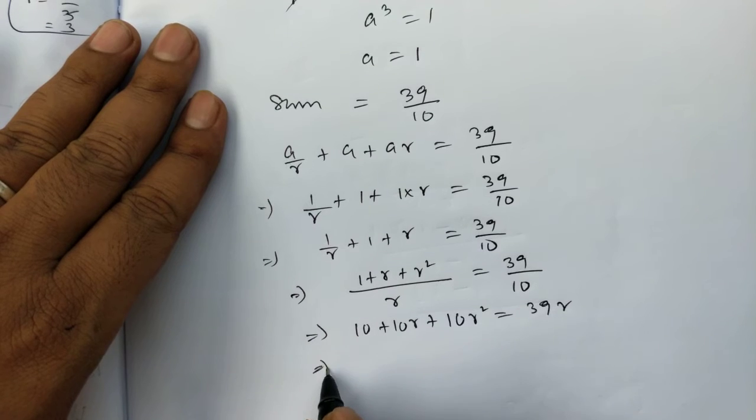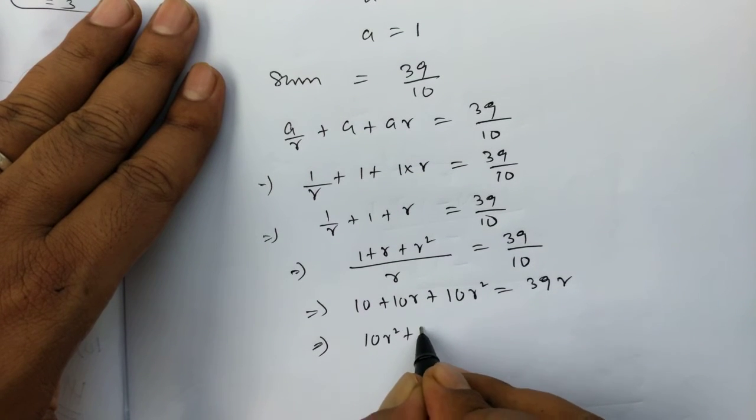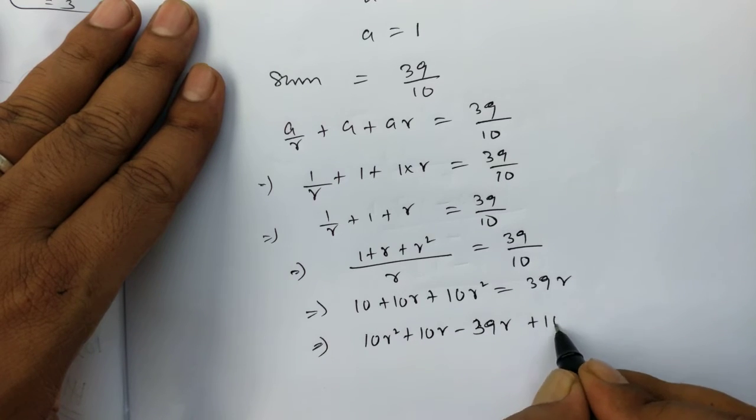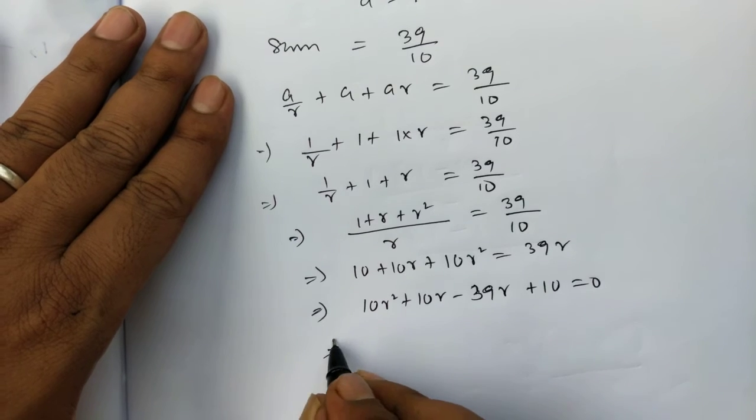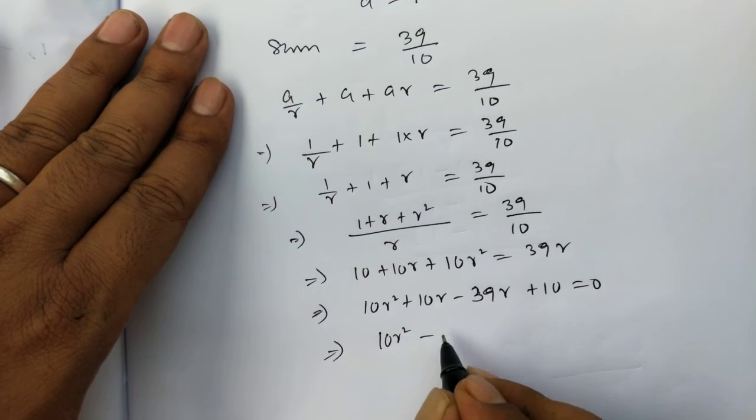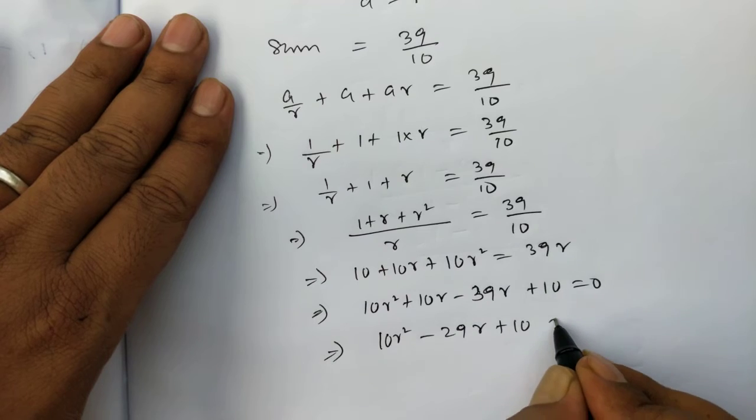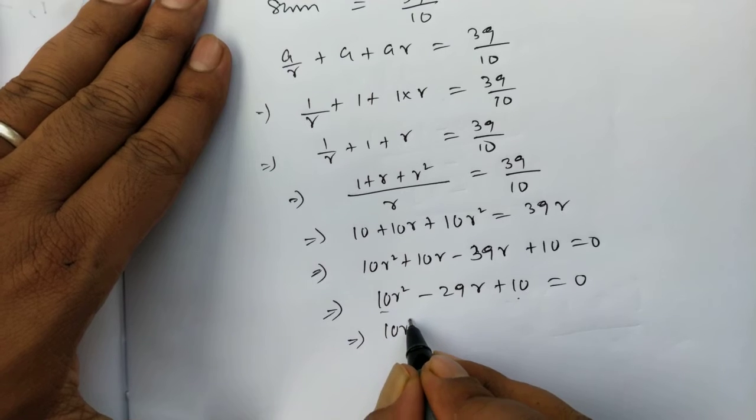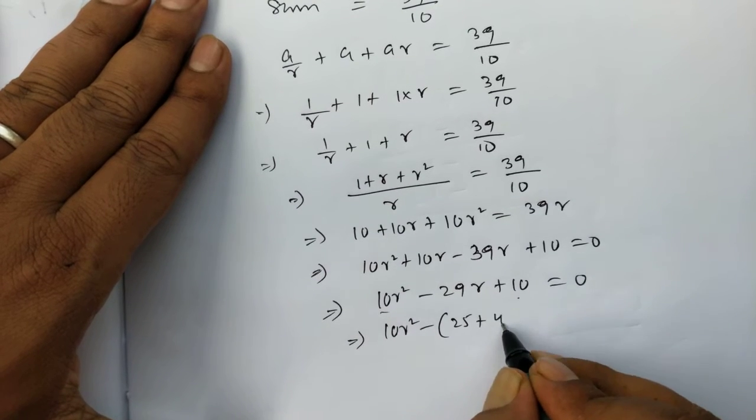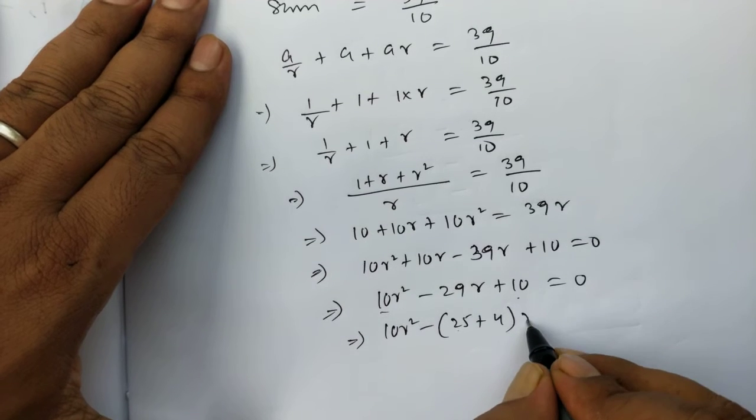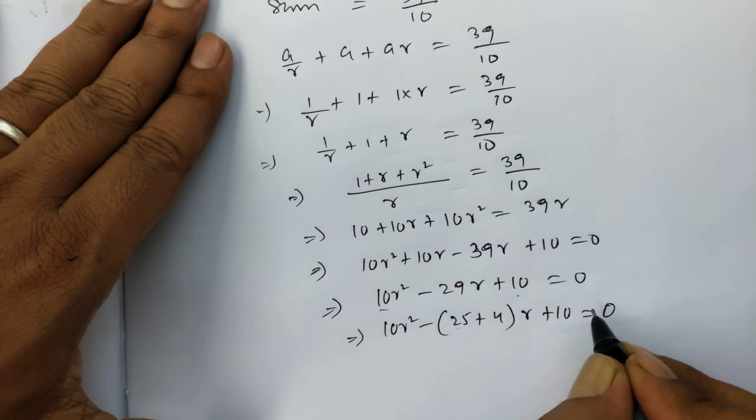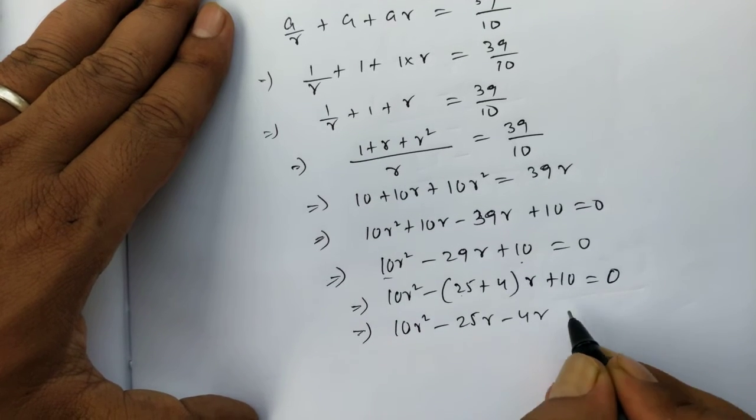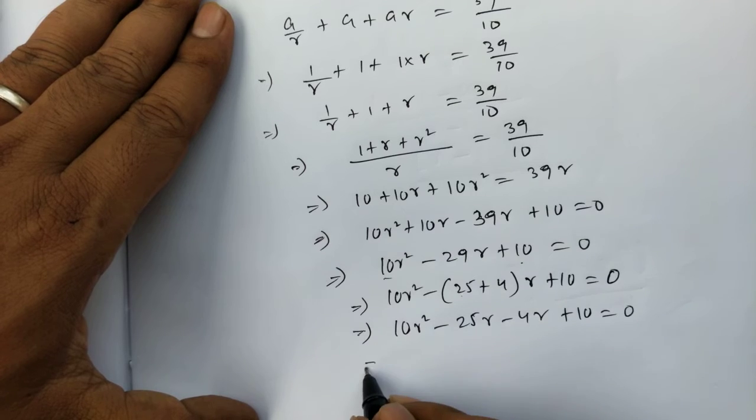Bring everything on the left side: 10r square plus 10r minus 39r plus 10 equals 0. So you'll get 10r square minus 29r plus 10 equals 0. So do middle term factorization. 10 times 10 is 100, so 25 into 4 is also 100, and 25 plus 4 is 29. So 10r square minus 25r minus 4r plus 10 equals 0.